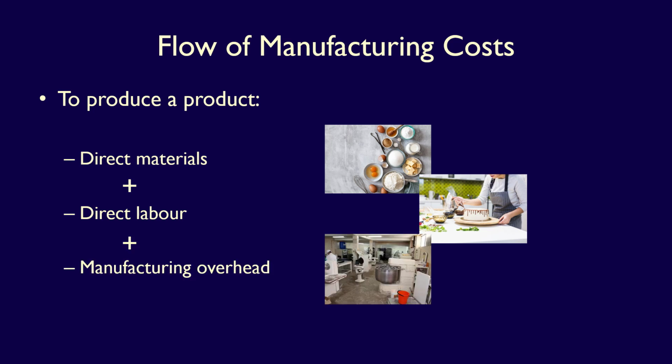Finally, we add in manufacturing overhead costs to the cost of the product. Manufacturing overhead are the costs which are indirectly associated with manufacturing a product. This includes things like indirect materials, indirect labor, depreciation on factory and equipment, insurance, property taxes, and maintenance on the factory facilities. All of these costs are related to the manufacturing process and must therefore be included in the cost of the product. These are the three manufacturing costs.